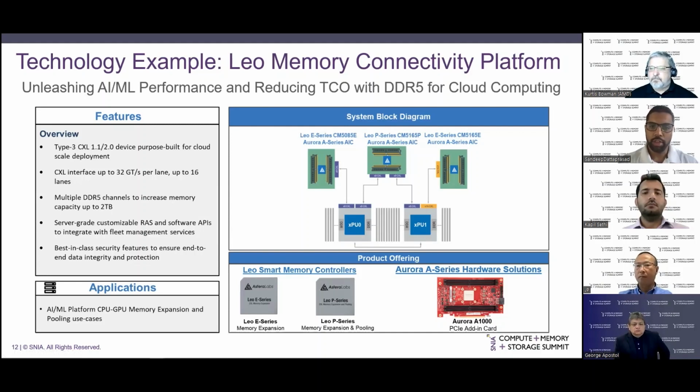Other features that Leo includes are multiple DDR5 channels to increase memory capacity up to 2 terabytes. What's equally important is Leo has server-grade customizable RAS and software features that can easily be integrated into fleet management services that data centers and cloud services rely on. It also has best-in-class, industry-leading security features. As you can see from the product offering at the bottom right-hand corner, it is offered as SoCs as well as board solutions.